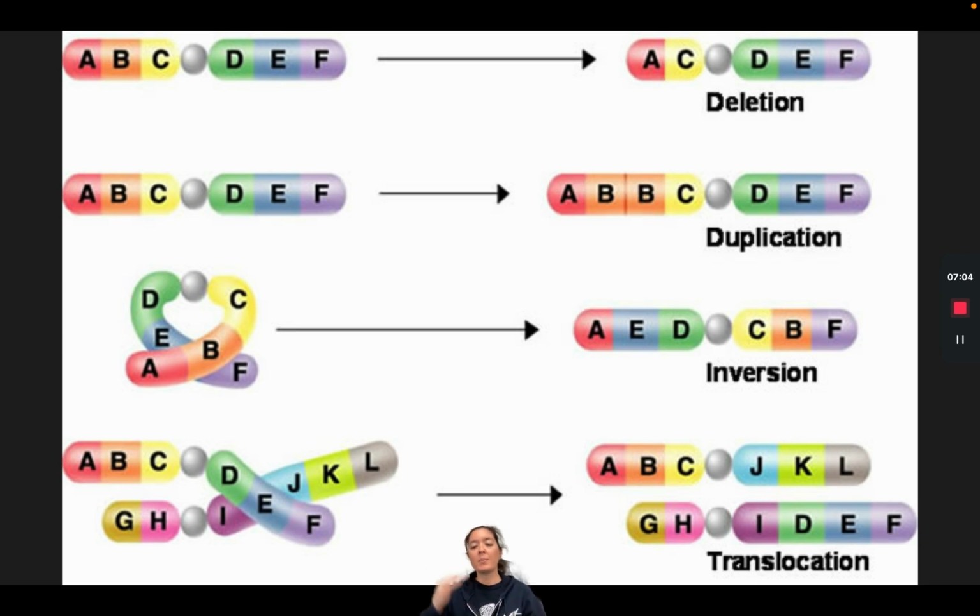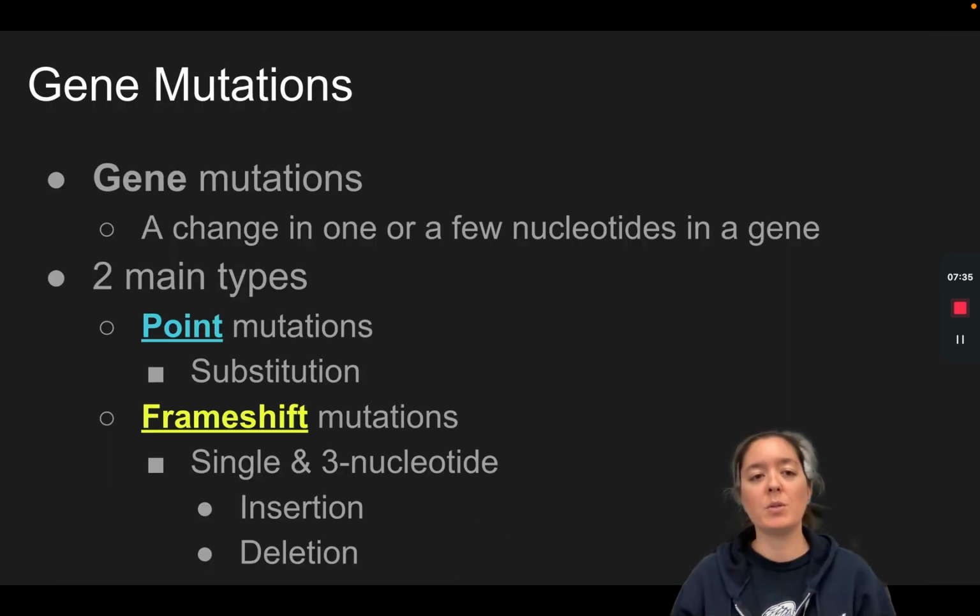Translocation is when we're swapping pieces between two different chromosomes. So here, instead of A, B, C, D, E, F on one, G, H, I, J, K, L on the second, they've mixed up pieces. Now it's A, B, C, J, K, L, G, H, I, D, E, F. So things are all sorts of mixed up between different chromosomes. We're not really going to focus on chromosomal mutations. We're going to focus on the next kind, the gene mutations.